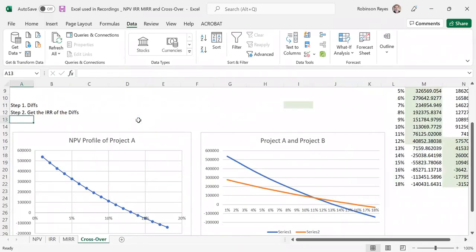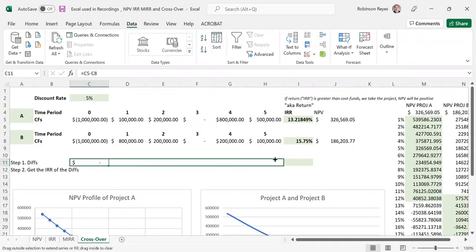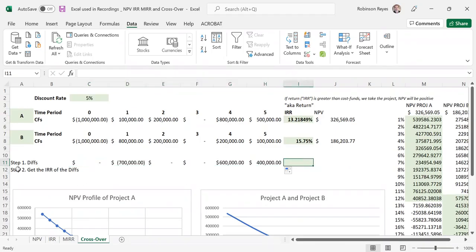Now, quickly, how can we calculate this? The calculation is quite simple. Step one, we get the differences between each one of the cash flows: project A minus project B, and we just get the differences for all of the cash flows. And then step two, we get the IRR of these differences. There we go. So that is the crossover rate. The crossover rate is 11.1035.